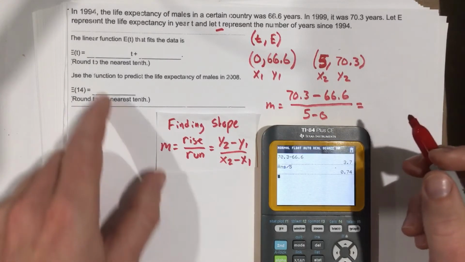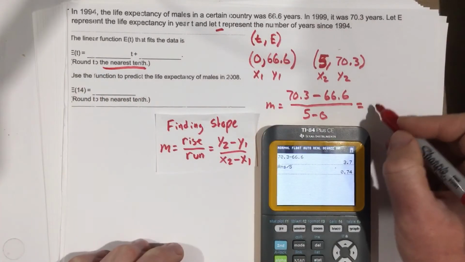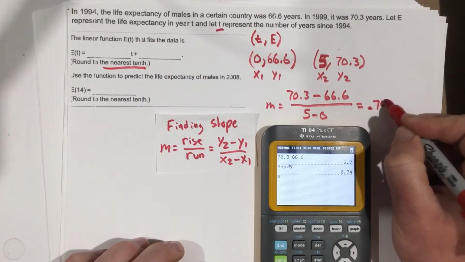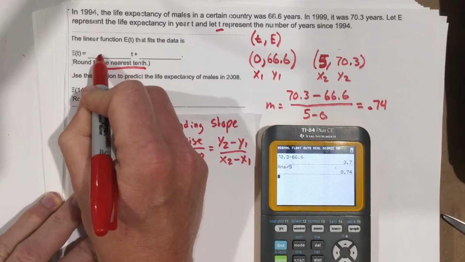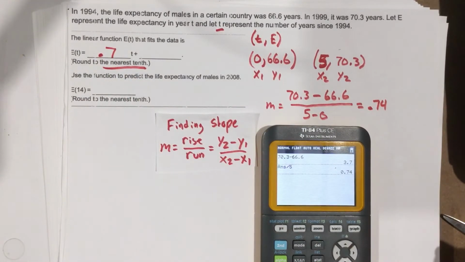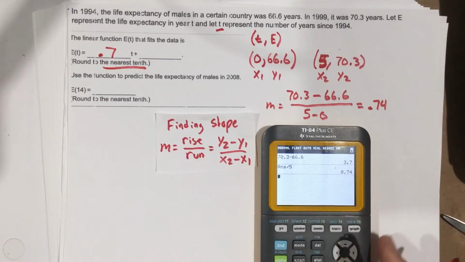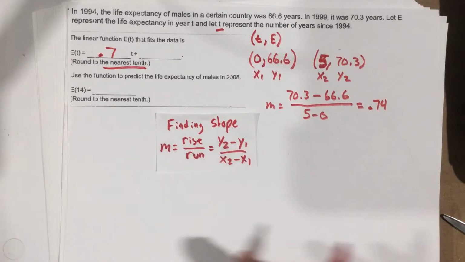Now they do say they want us, in this problem, to round to the nearest tenth, so keep that in mind. So I get 0.74 for my slope, but when I answer this, I'm going to write this as 0.7 because that's what they ask us to round to, the nearest tenth, 0.7. So my slope's 0.74, but I'm rounding to 0.7 because of that.